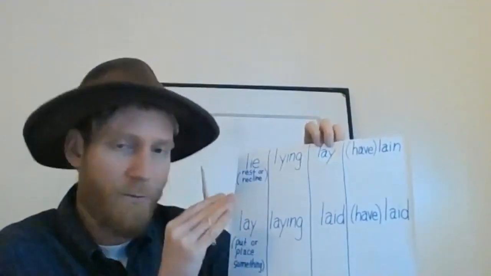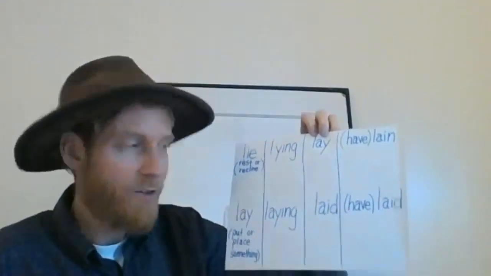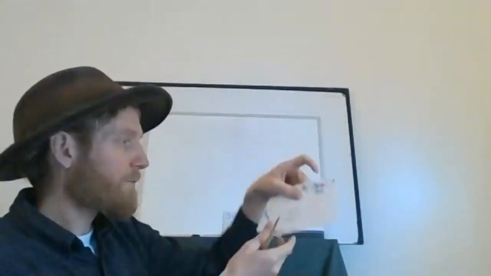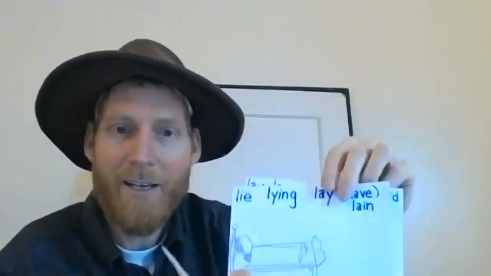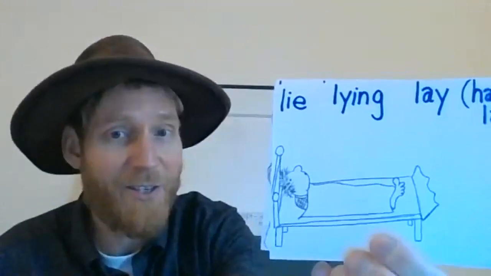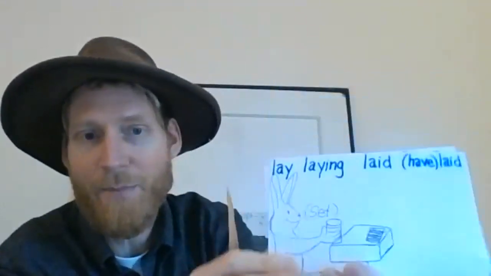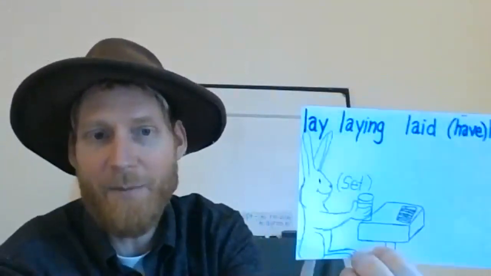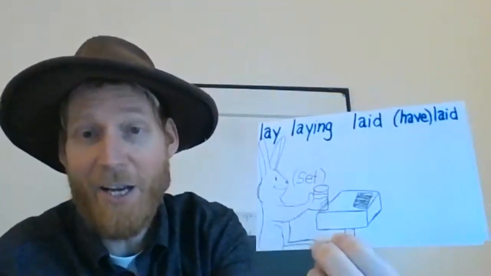So you just need to really think about it when doing that one. And here we have it illustrated. Oh, look. To lie is to rest or recline, but to lay is to put or place something, very similar to the word set, like we had talked about before.